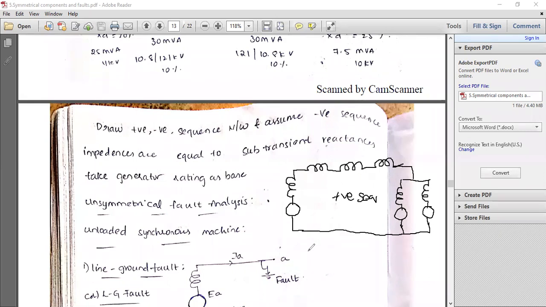Now let us verify the basic difference between positive sequence and negative sequence. In the case of negative sequence, you don't have the voltage sources. That means you are going to short these voltage sources. Again, exactly the same, we are eliminating the voltage sources, making the voltage source equal to 0. So obviously, this is a negative sequence.